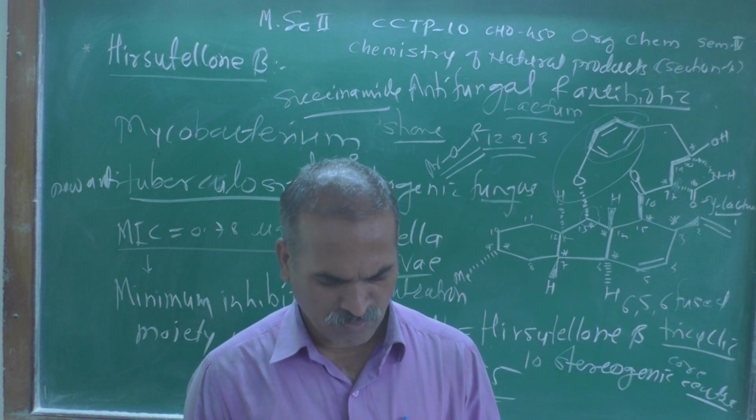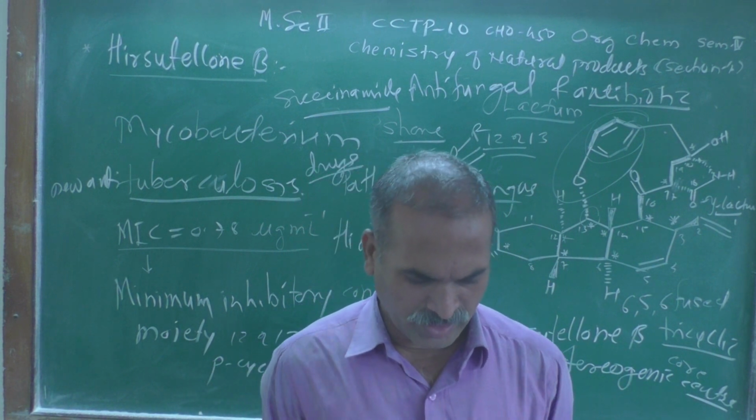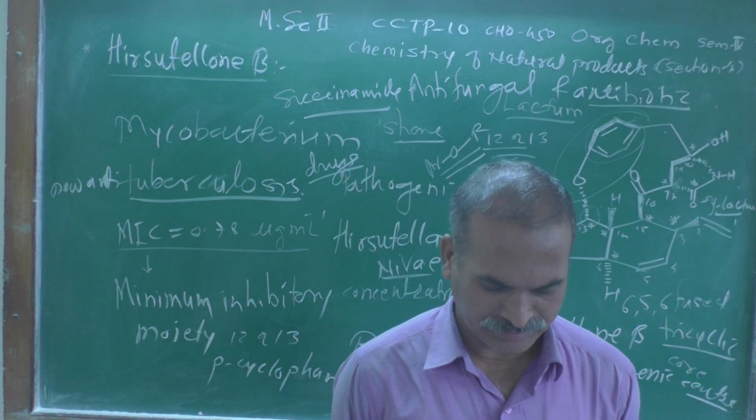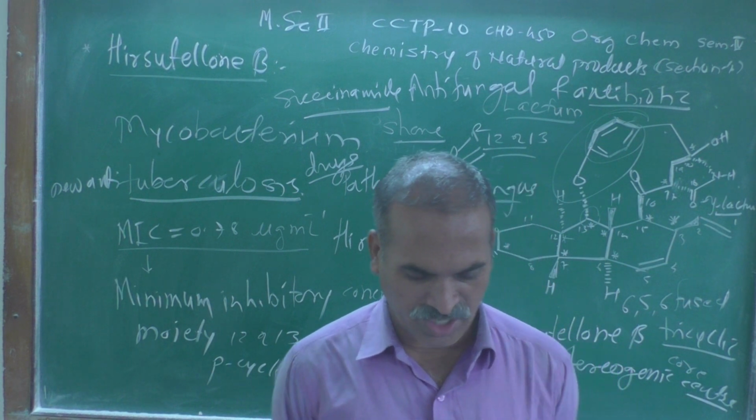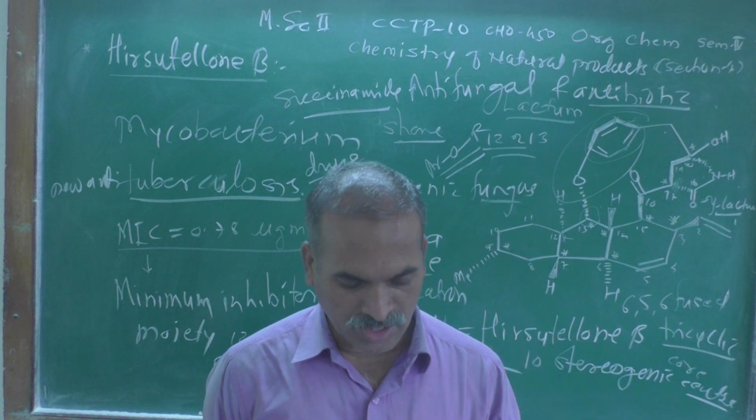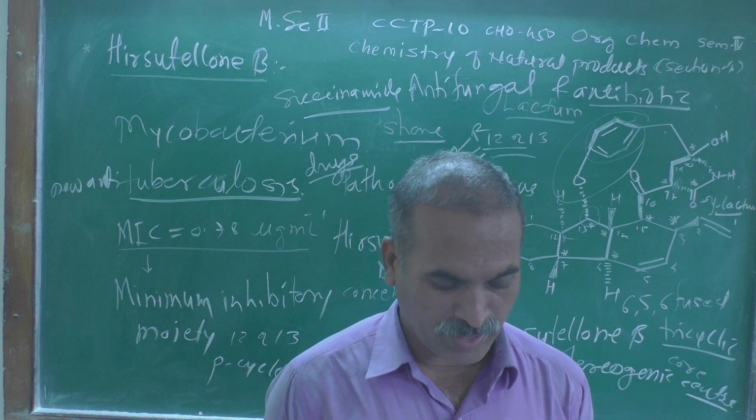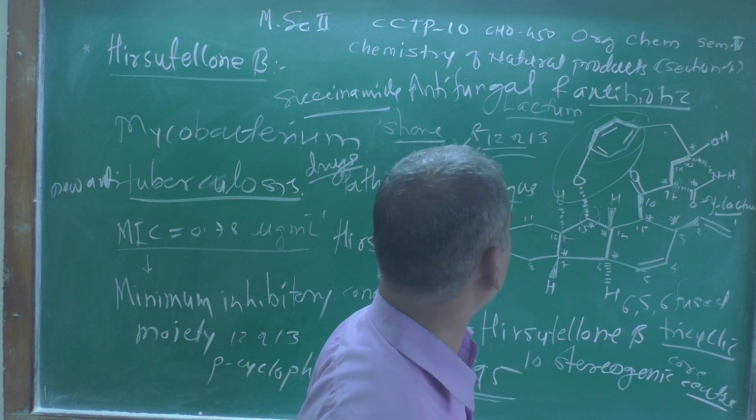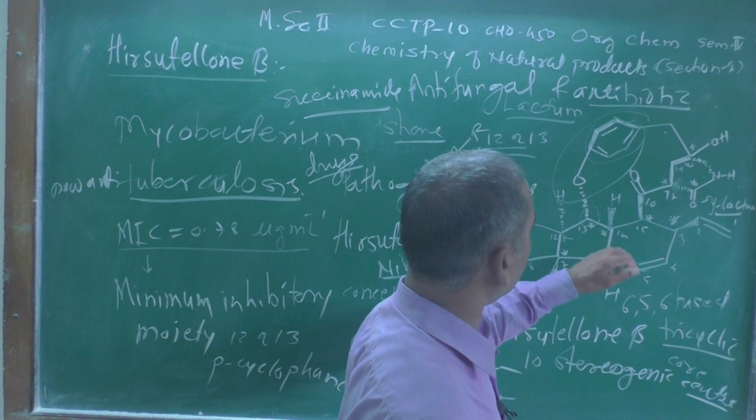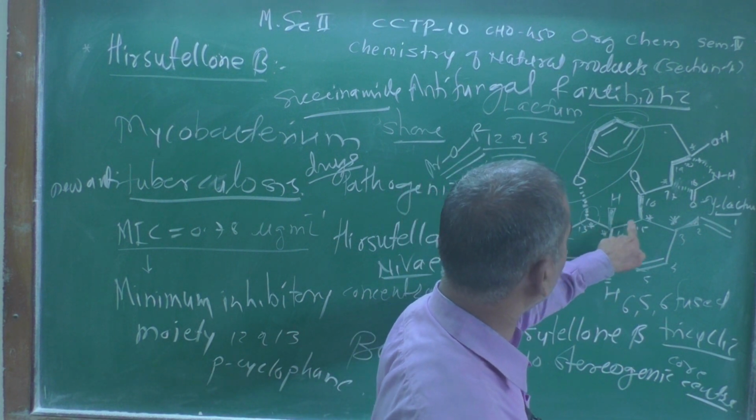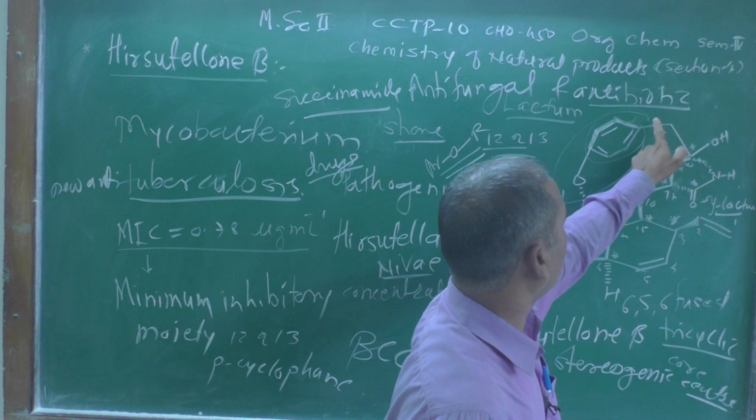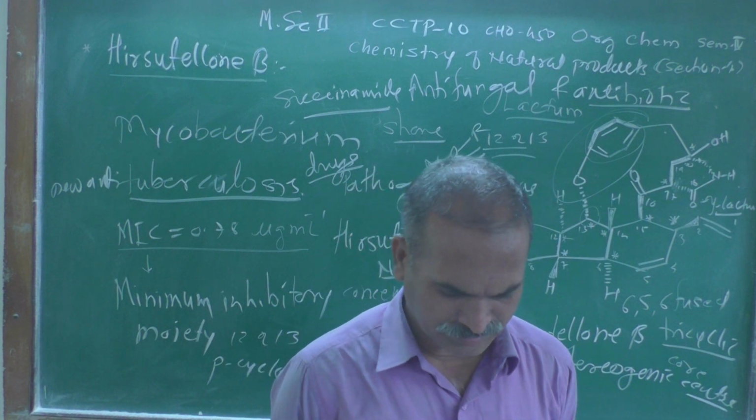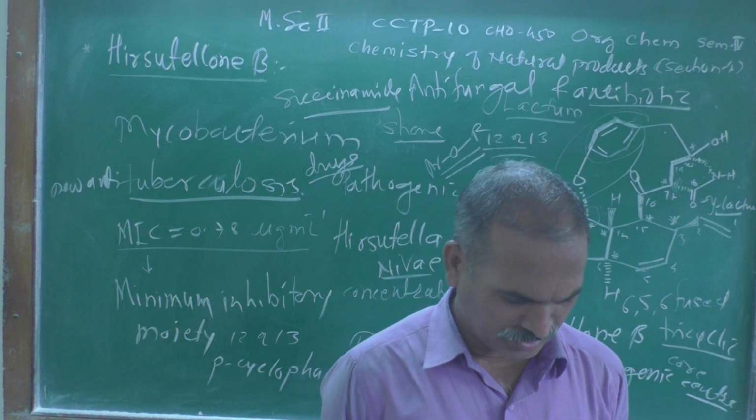And from the 5 rings within the hirsutolone B molecule 1B, the most synthetically challenging is the 13 membered paracyclophane. Look here. If you start the numbering from here, 1, 2, 3, 4, 5, 6, 7, 8, 10, 11, 12, 13, right? It is a 13 membered ring.